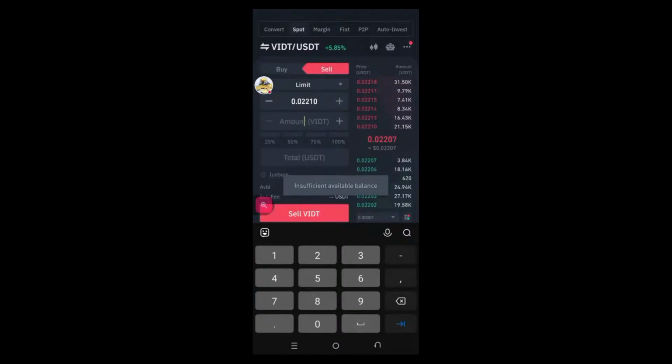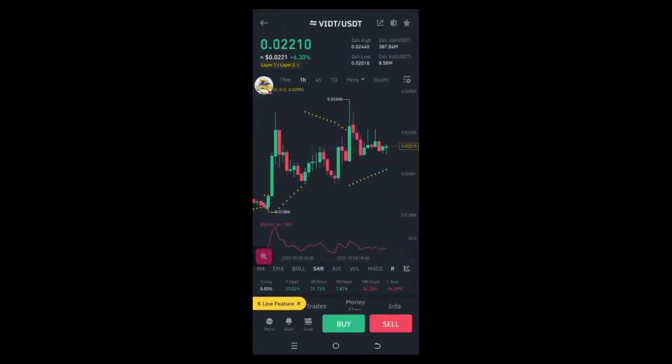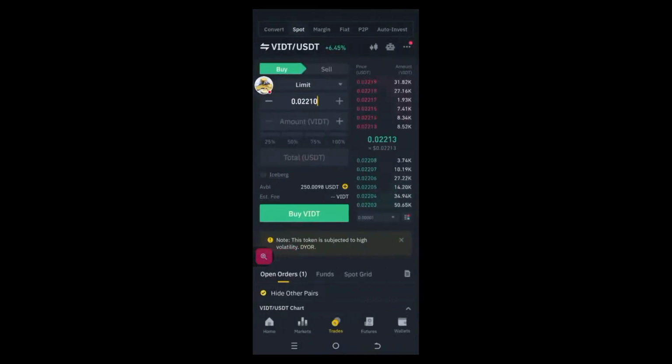So let me pick it. I'll pick the higher price. And let's buy $50 worth. Let's buy it. Done, obviously. You can see the price automatically changes to 2210. So we go and try this out, okay?